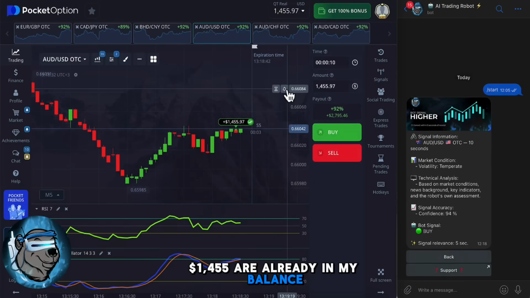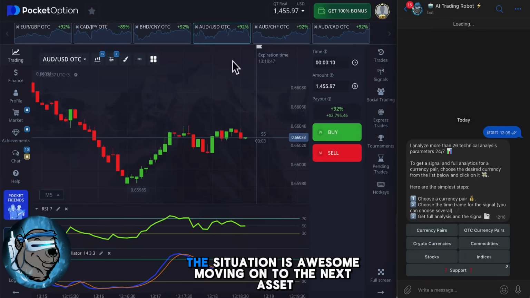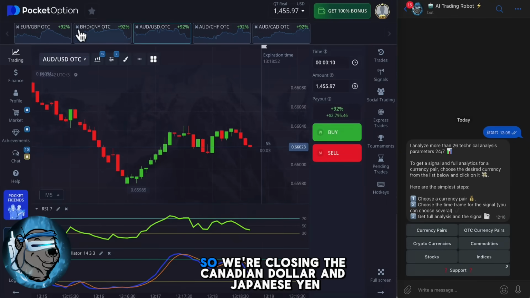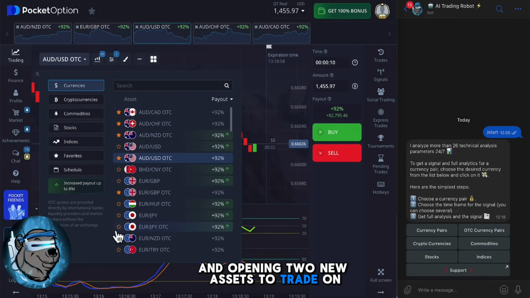$1,455 are already in my balance. I'm trading more than excellently, and I'm completely satisfied. The situation is awesome. Moving on to the next asset. So we're closing the Canadian dollar and Japanese yen and opening 2 new assets to trade on.